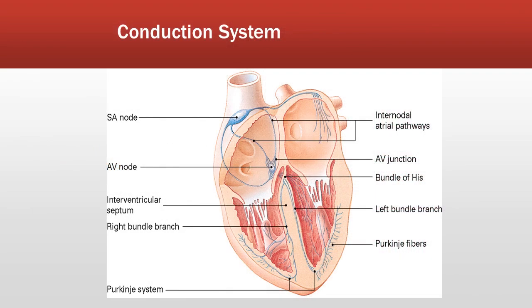The conduction system of the heart starts with the sinoatrial node, or the SA node. This electrical signal moves through the internodal or intra-atrial pathways down into the AV node. From the AV node, it moves to the bundle of His and then separates into right and left bundle branches. This electrical signal terminates in the Purkinje fibers that wrap around the right and left ventricle.